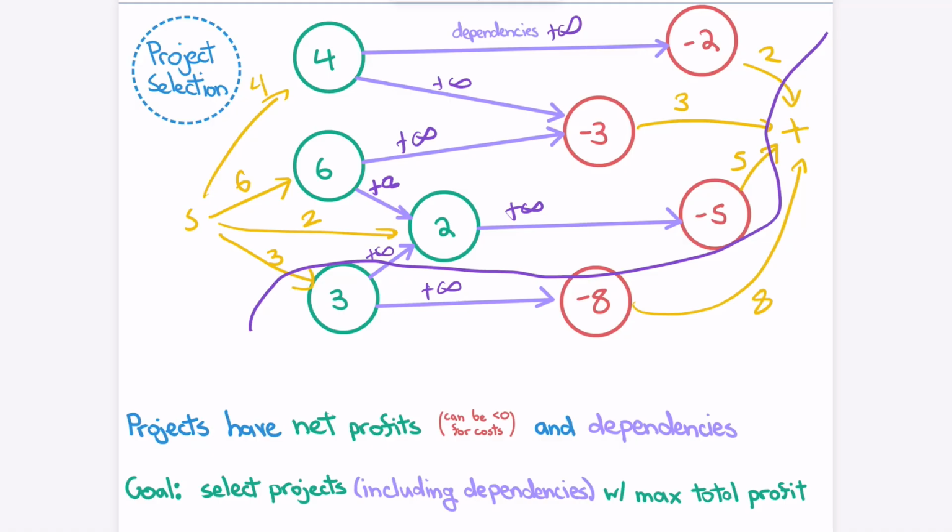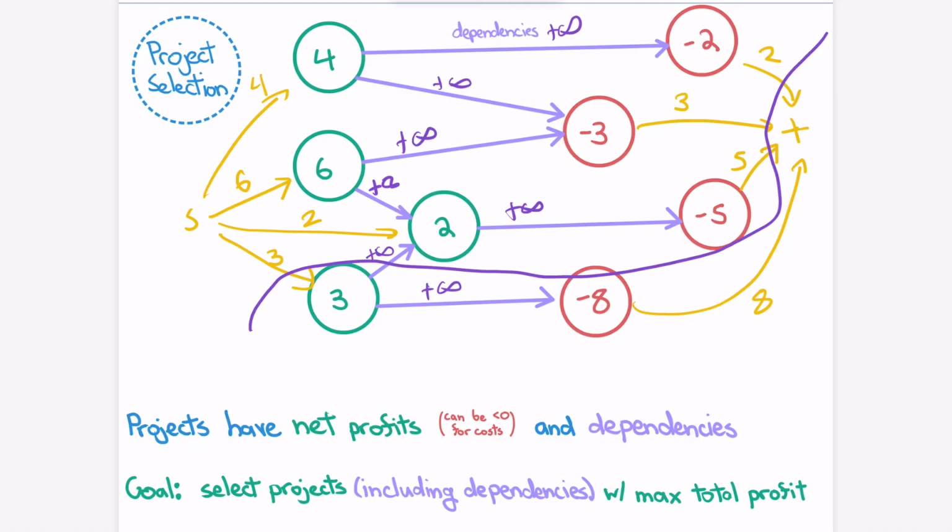Well, what do you mean positive? You mean these red circles? So the two, for example, is 5 or -5. Yeah, negative numbers become sink edges. The positive numbers become source edges. Dependencies become infinity.